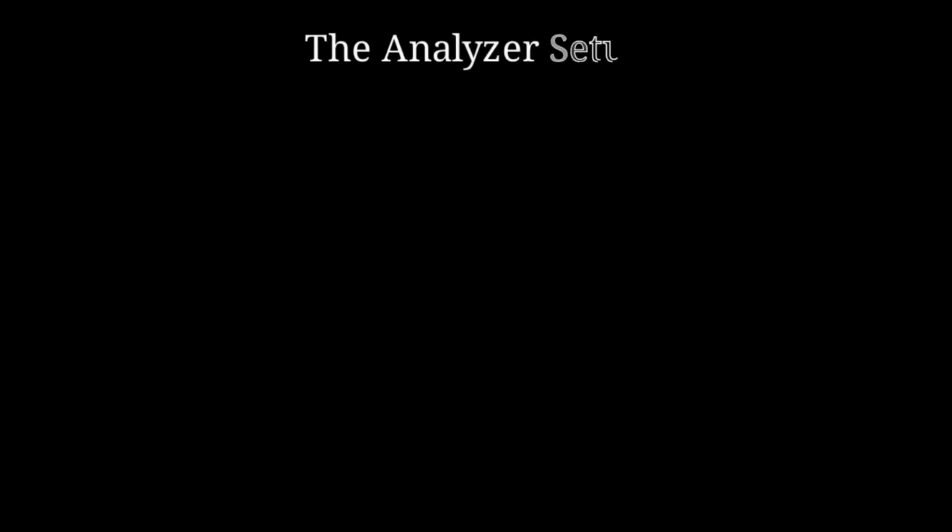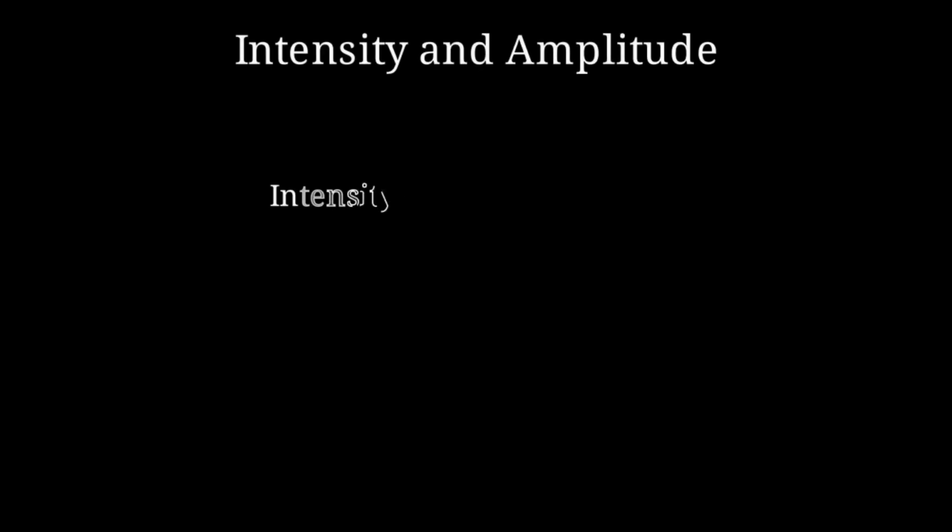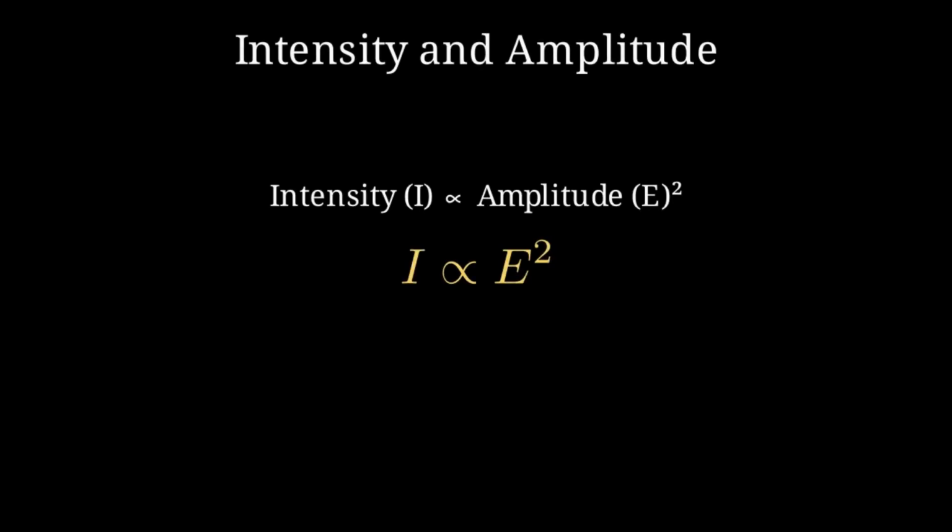Malus's law specifically describes what happens when this polarized light hits a second filter, called an analyzer, which is oriented at an angle theta relative to the first. Because the intensity of light is proportional to the square of its amplitude, we must square our cosine term to find the transmitted intensity. This brings us to Malus's law.